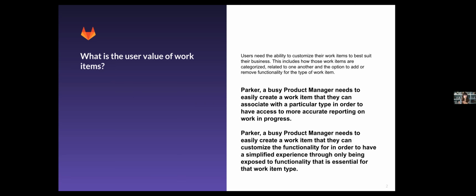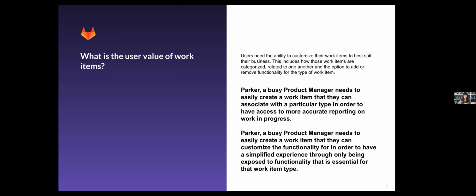So the first is Parker, our busy product manager, needs to easily create a work item that they can associate with a particular type in order to access more accurate reporting on work in progress. So they need the ability basically to categorize work items, which we already have, but we're going to be expanding on it. They want the ability to categorize by bug or issue or task, etc., for more granular reporting and to understand the capacity and work in progress.